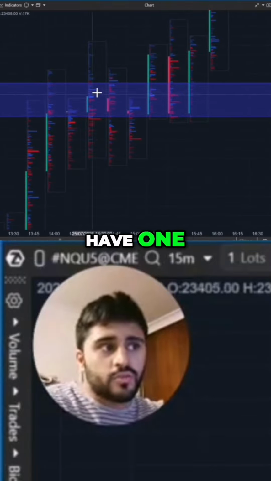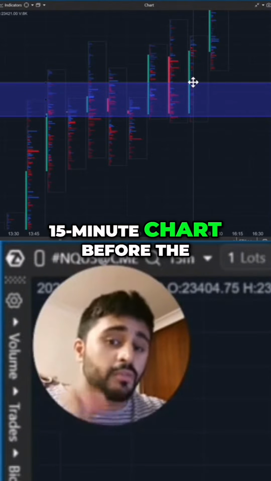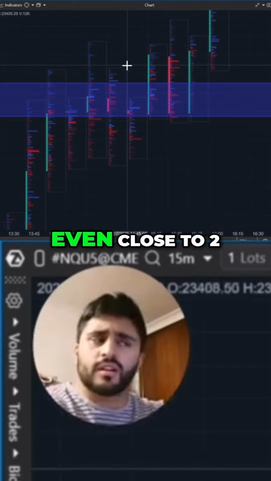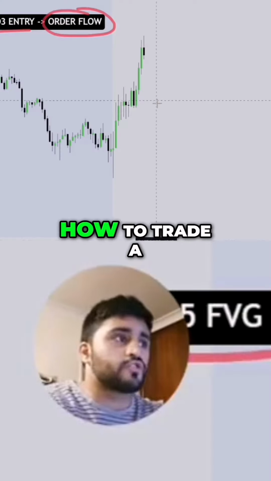Notice how we have 1, 2, 3, 4, 5, 6, 7 candles on the 15-minute chart before the move higher. That's about an hour and a half or even close to 2 hours of ranging. So we're going to figure out how we can get around this, right? How to trade a choppy market.